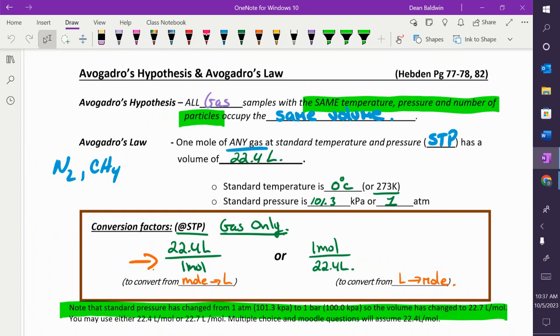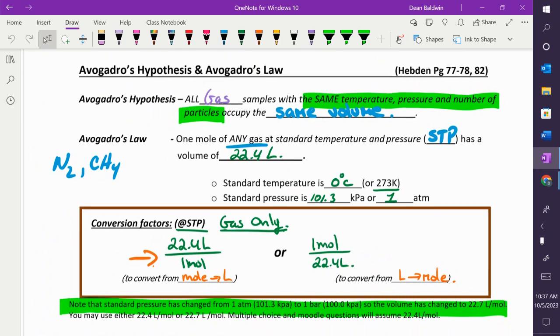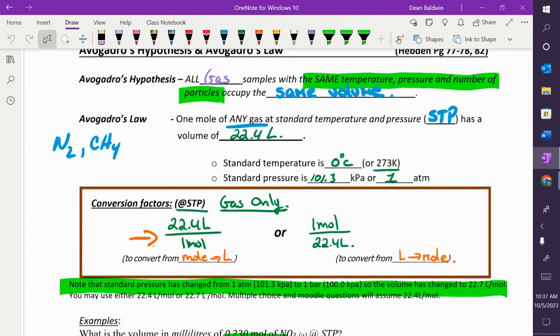Now, I also said later on that it was changed slightly. Only certain organizations changed it. Some changed it to 22.7 because they changed the pressure. Others did not change. They used the original. So we're just going to use 22.4 for all our calculations. Okay? That seems to be the consensus. Standard temperature is 0 degrees Celsius or 273 Kelvin. Standard pressure is 101.3 kilopascals, or just 1 atmosphere, what we feel right now.